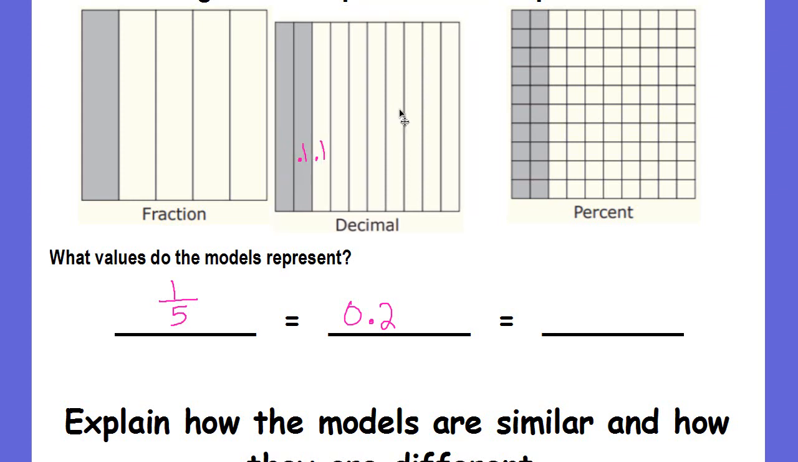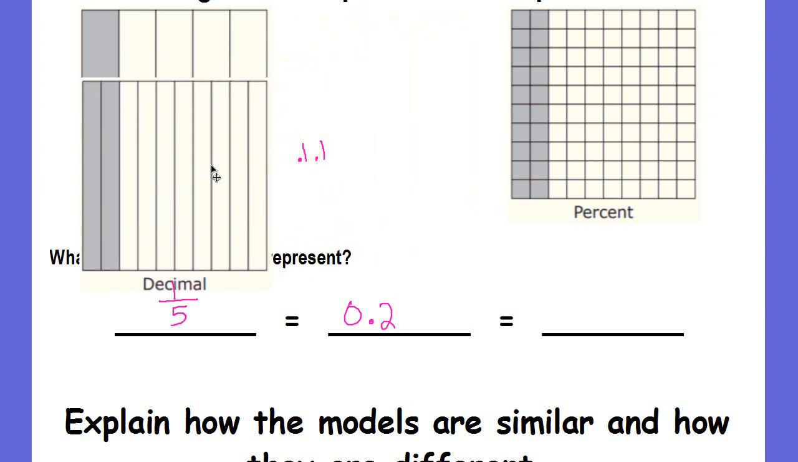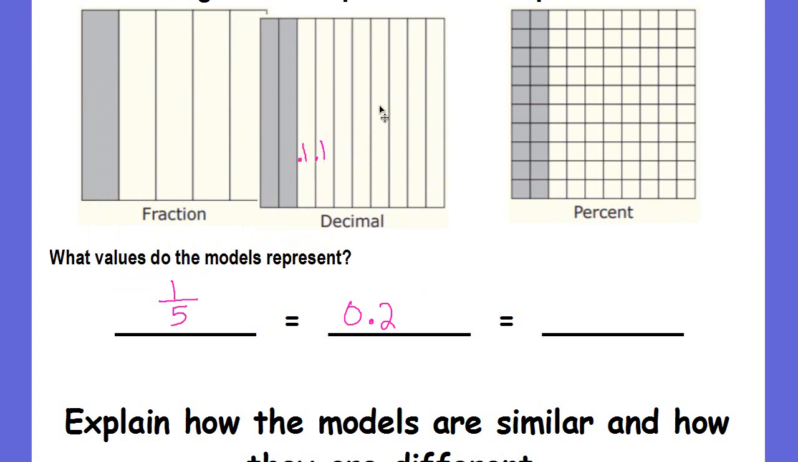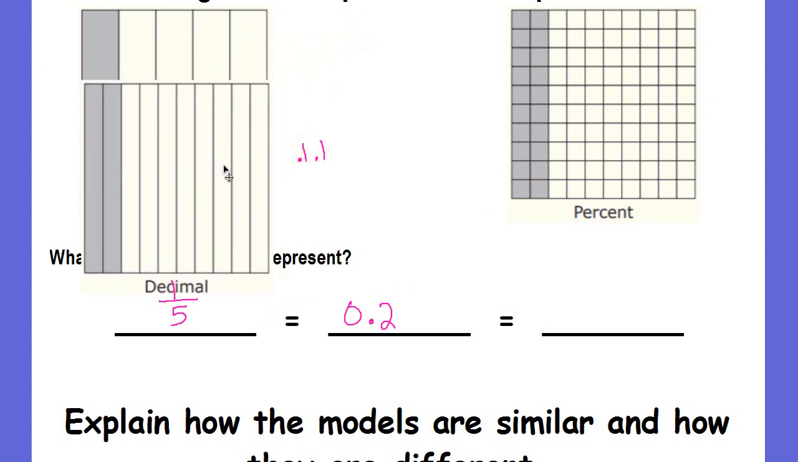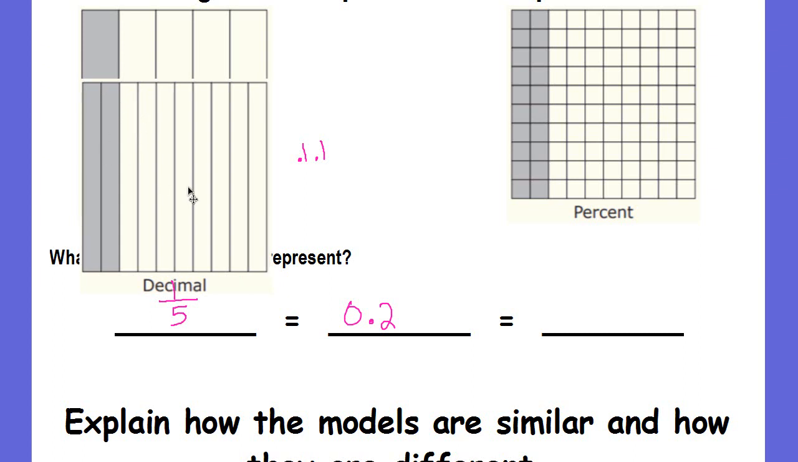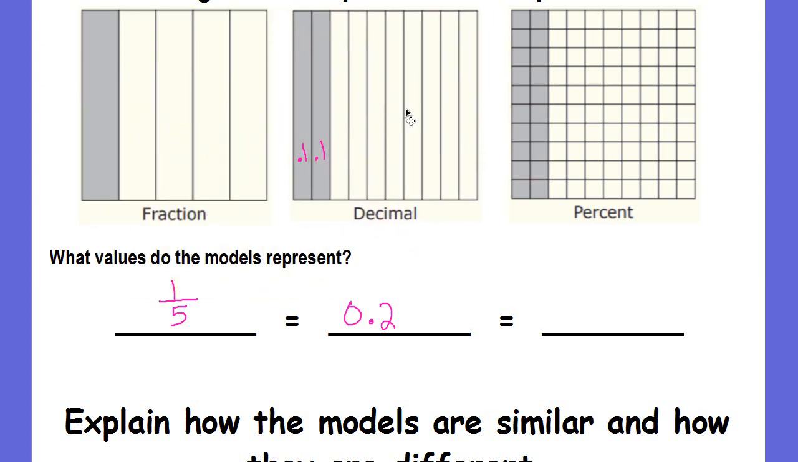Take your decimal model. You can see it's the same size. The whole is the same size. They're not different shapes or different sizes. And the shaded amounts are also the same amount. So these are equivalent. Then if we move on to the percent, you notice that this is a hundredths grid because you learned that percent is always out of 100. So if you were to count up each hundredth square, there would be 20 of them. And any number out of 100 can be written as a percent. So this would be 20%.